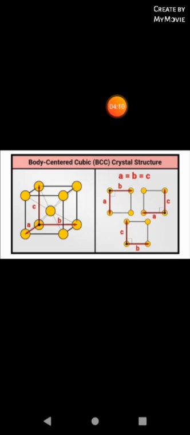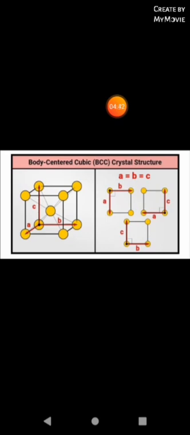Then interstitial sites in the body centered cubic. These are the spaces inside a crystal where another kind of atom could fit. BCC has 6 octahedral sites, which means a small interstitial atom could fit in 6 positions such that it is equally surrounded by 6 lattice atoms. BCC also has 12 tetrahedral sites, which means a small interstitial atom could fit in 12 positions such that it is equally surrounded by 4 lattice atoms.